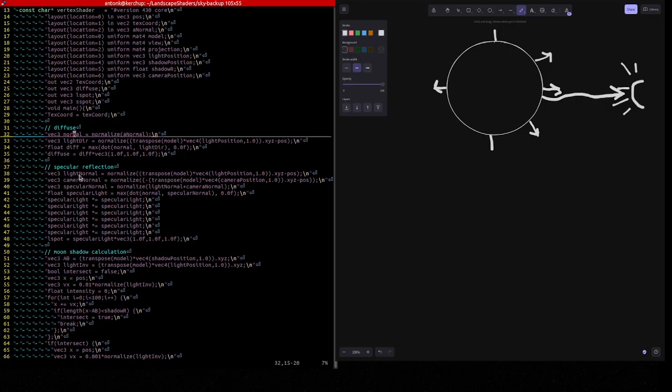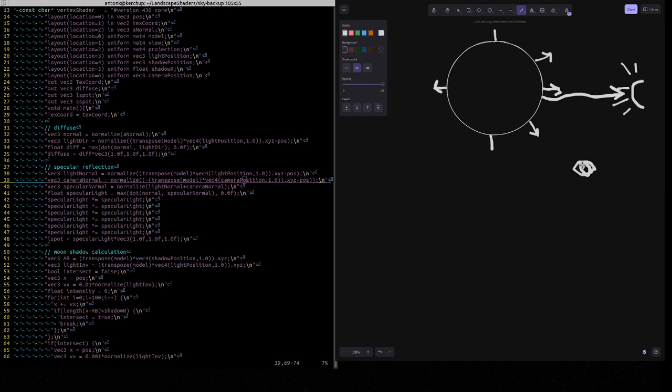Okay, so now we're going to go to the specular reflection, and essentially we have the light position and we have the camera position that we have to take into account. So let's say this is the camera, the eye here, and I think my vector points this way, so therefore there's a negative sign here.